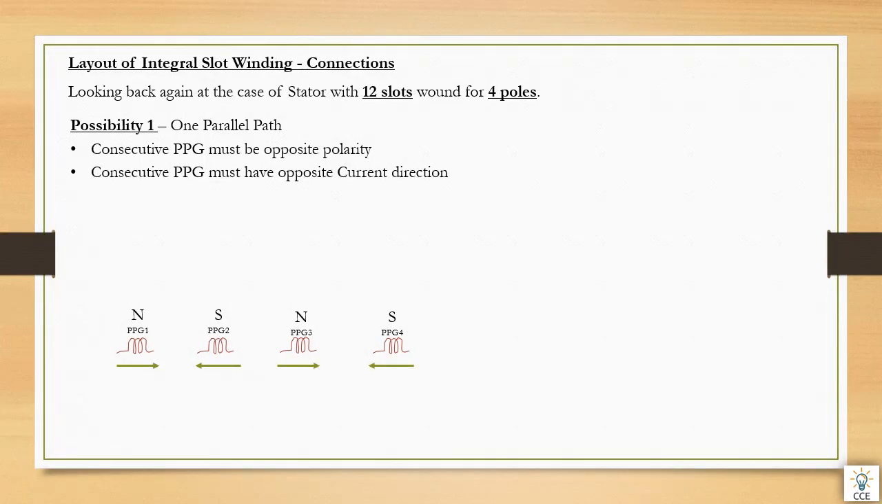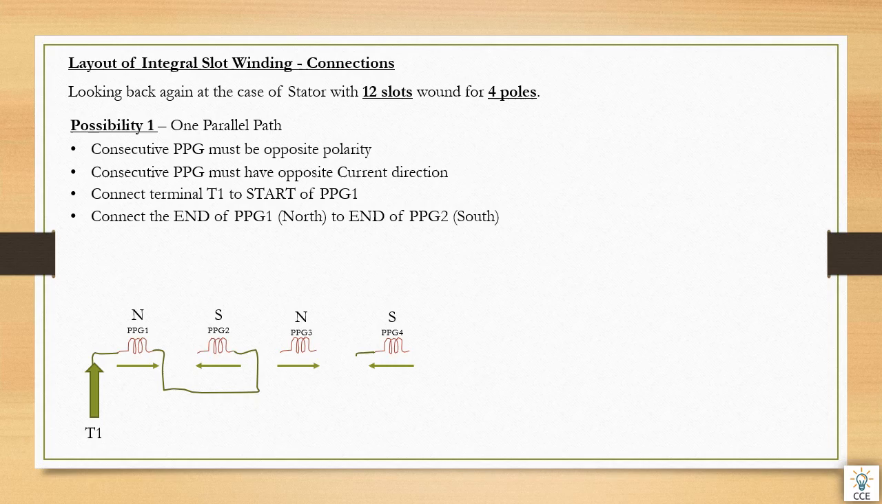Then the consecutive pole phase groups must have opposite current direction, just because they should create opposite polarity with respect to each other. Hence their current direction should also be opposite. Now you connect the start of the winding of phase A, which we term as T1, say, we connect it to the start of the pole phase group 1.